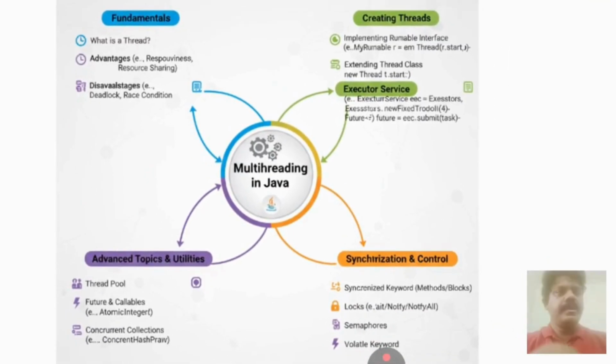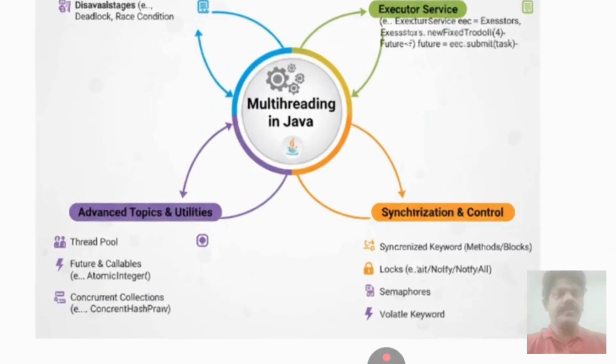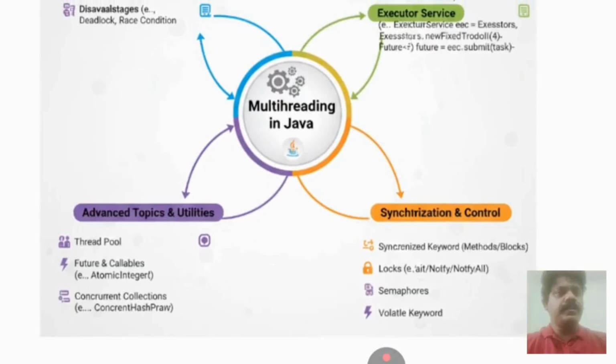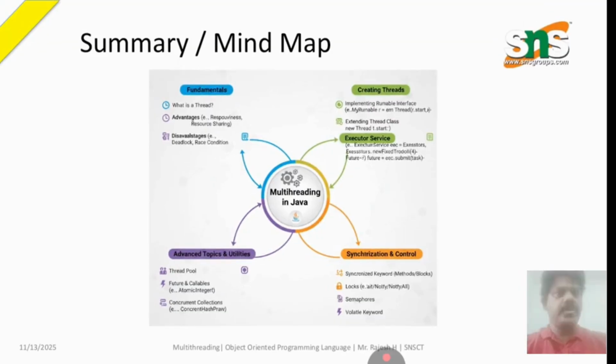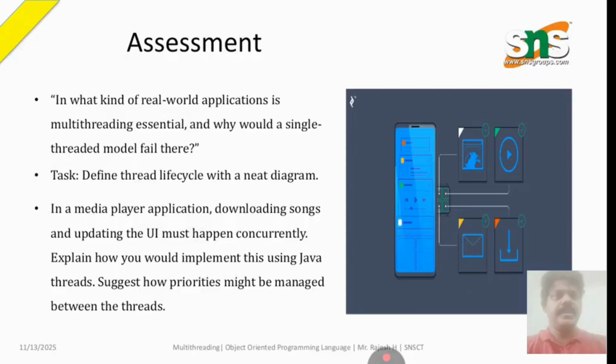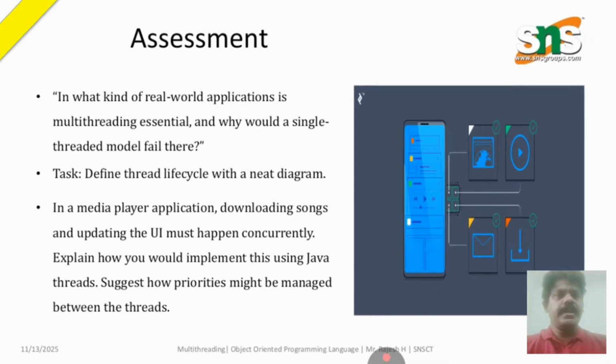We know how to create a thread using the extends keyword and the Runnable interface. Also we have touched on thread priorities and controls, which we will cover in future. So we are moving on to the topics and the assessment on real-time scenarios. In what kind of real-time application is multithreading essential, and why would a single-threaded model fail there? You can take a task and define the thread lifecycle with a neat diagram. You can make your own diagram.